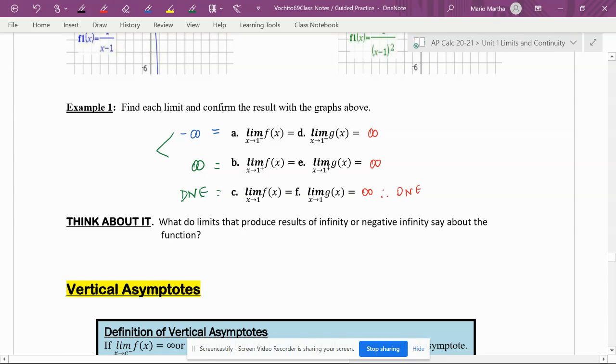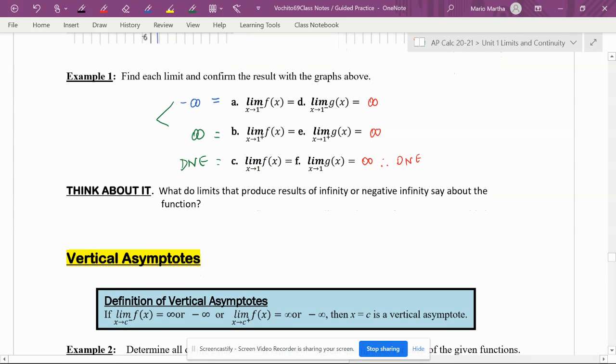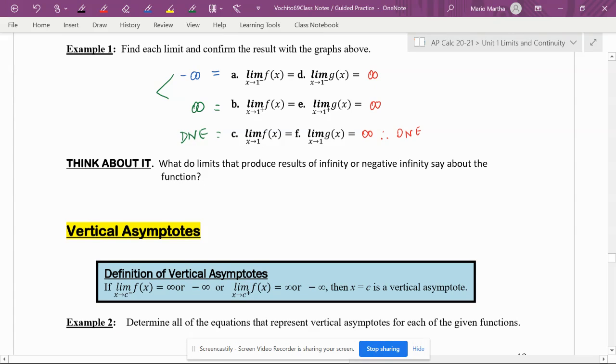And then answer the question: What do limits that produce results of infinity or negative infinity say about the function? So pretty much, if you guys came to the conclusion that it is a vertical asymptote, right? So they have a vertical asymptote at those values. All right, asymptotes.